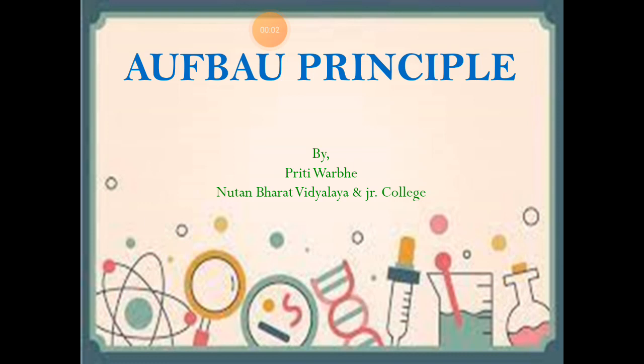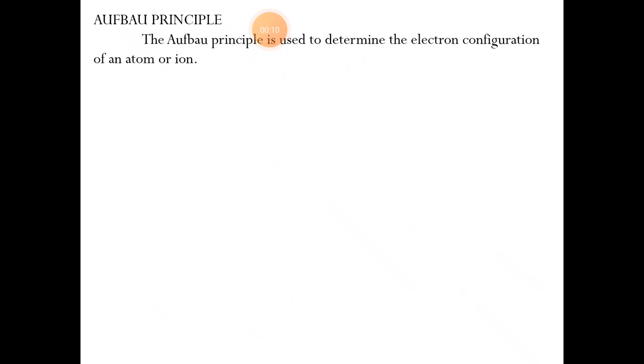Hello everyone. Today we will see the Aufbau principle. The Aufbau principle is used to determine the electronic configuration of an atom or ion. When we consider the structure of an atom, protons and neutrons are present inside the nucleus and electrons are revolving around the nucleus.